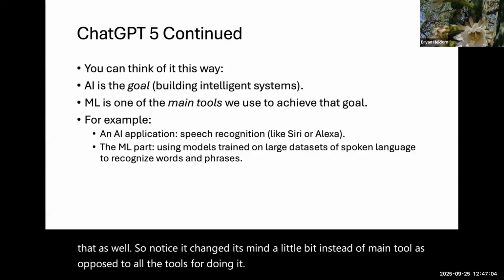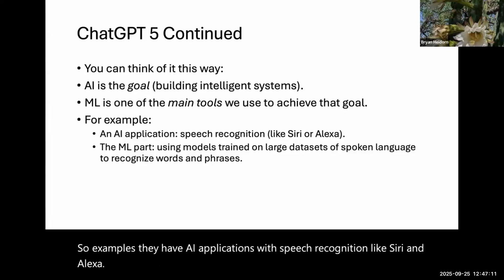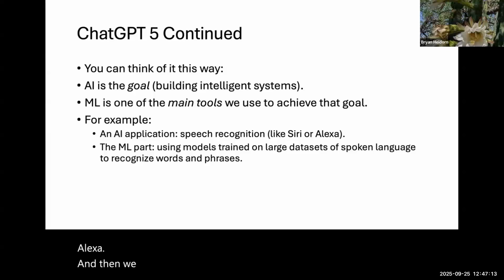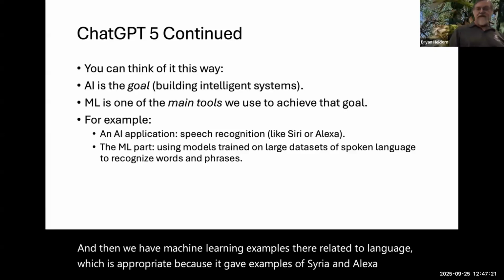Examples they have of AI applications would be speech recognition, like Siri and Alexa. And then we have machine learning examples related to language, which is appropriate because it gave examples of Siri and Alexa, since they're language oriented mostly.